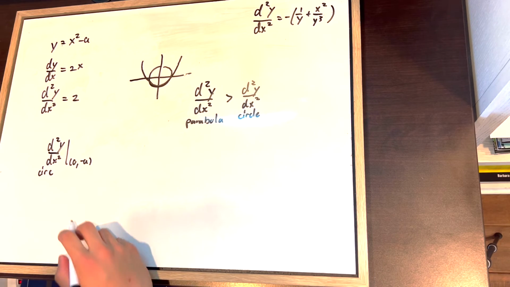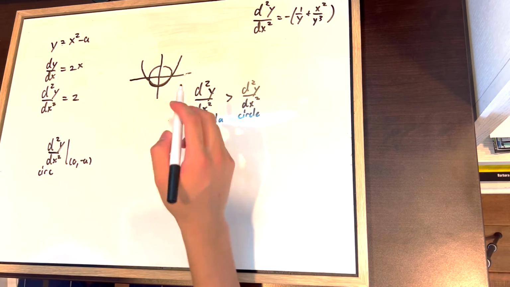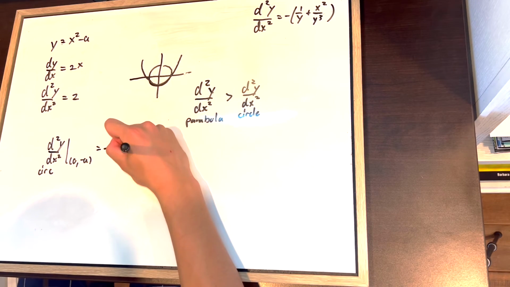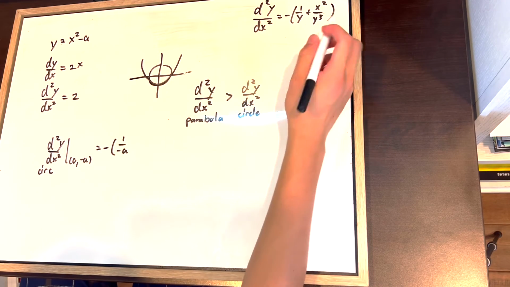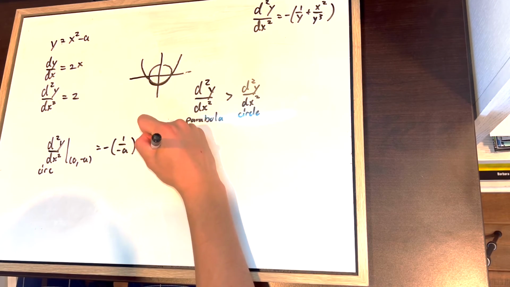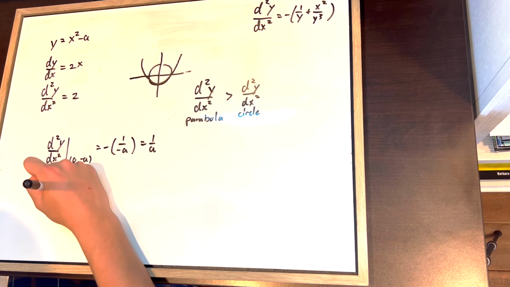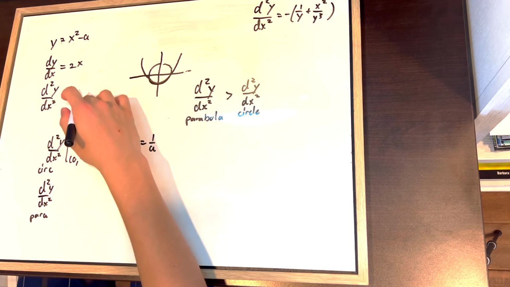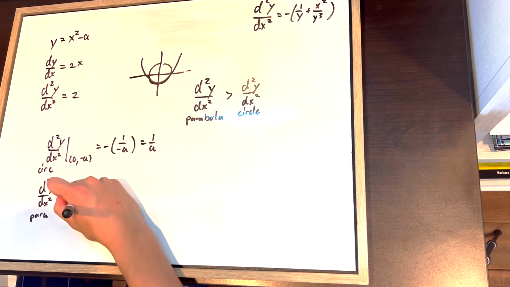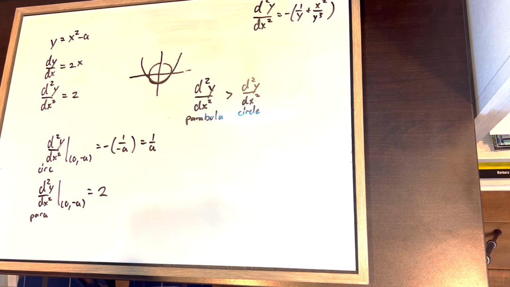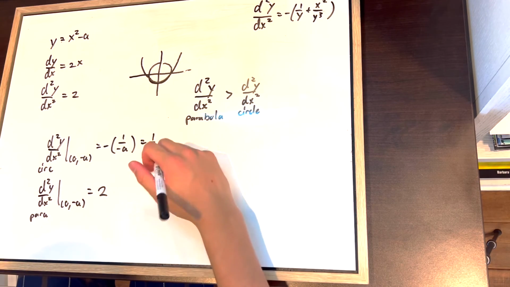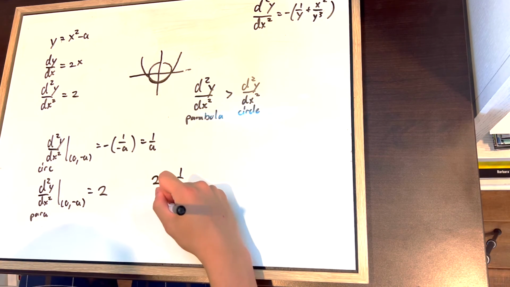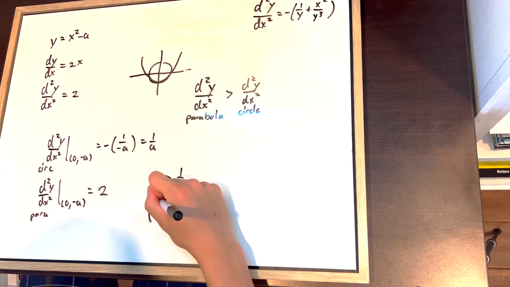We can do this just by plugging in 0 for x and negative a for y. We see that the first term is 1 over negative a, and the second term just cancels out since x is 0. We get 1 over a. For the parabola, we see that since this is just a constant function, evaluating at 0, negative a makes no difference, and it's still just 2. So all we have to do is just compare these two. So we get 2 is greater than 1 over a. Solving for a, we see that a is greater than 1/2. And that is our final solution.